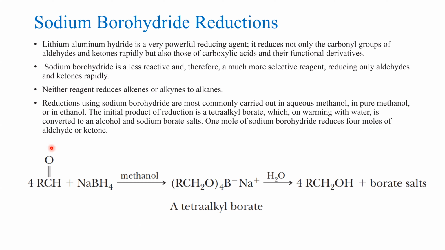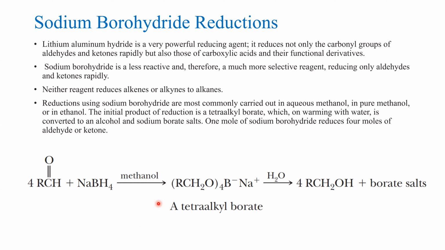So let's say these are the reduction reactions, and this is the overall reaction, showing what would be our product. If you firstly look at the left side of the equation, this is the aldehyde, this is sodium borohydride, and the solvent we are using is methanol. And then that will be the intermediate, which is the tetraalkyl borate. Though this is the overall equation, we will discuss the mechanism one step at a time.